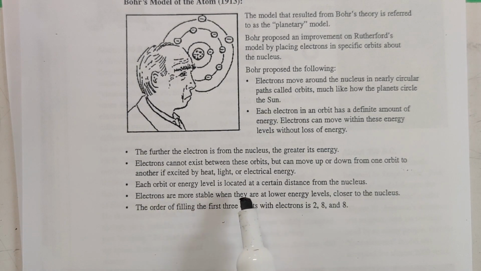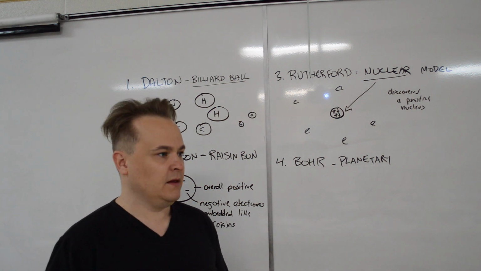Each orbit or energy level is located at a certain distance from the nucleus. Electrons are more stable when they are at lower energy levels closer to the nucleus. The order of filling the first three orbits with electrons is 2, 8, and 8. Whoa, boy. Okay.